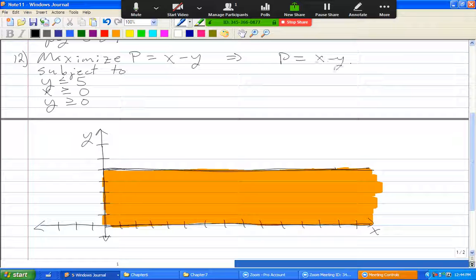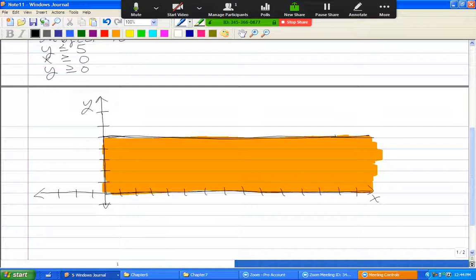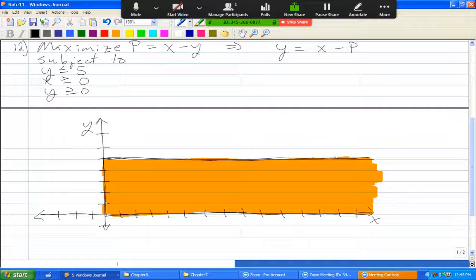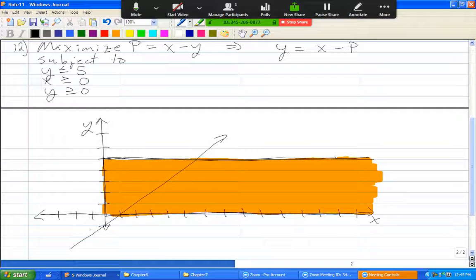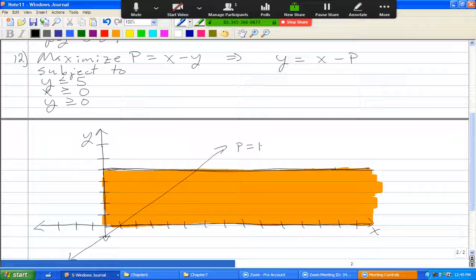P equaling x minus y is the same as, add y to both sides and subtract p, y equaling x minus p. And so it just looks like a line having a slope of 1 and a y-intercept of negative p. So if I look here, it looks like this. That's when p is equal to 1.